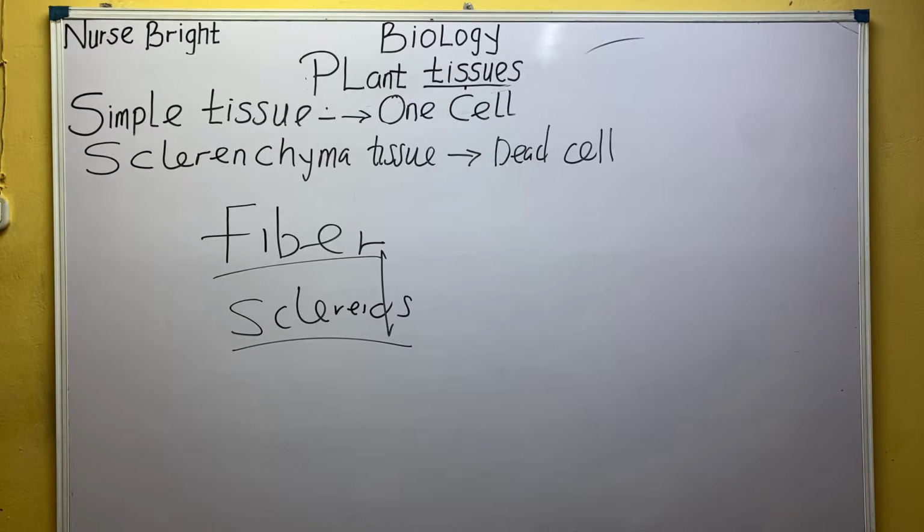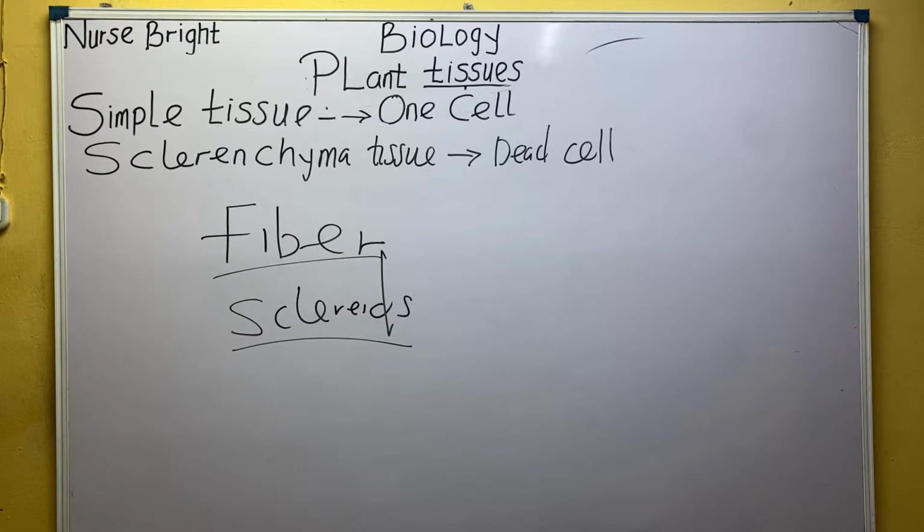Moving further, their function. For the first one, fibers, their role is to provide strength for the plant. Just strength most times. While for the other, sclereids, they help in what? Protection and hardness of a plant. Protection and hardness of what? A plant, guys. All right, so that is for that.